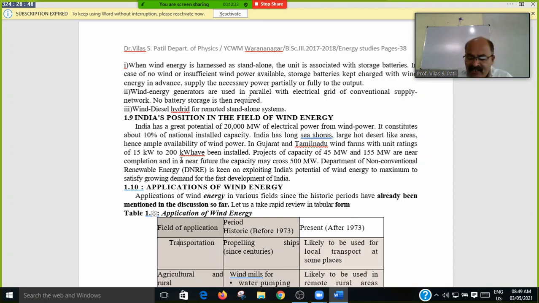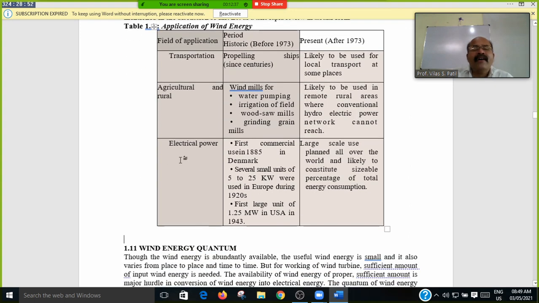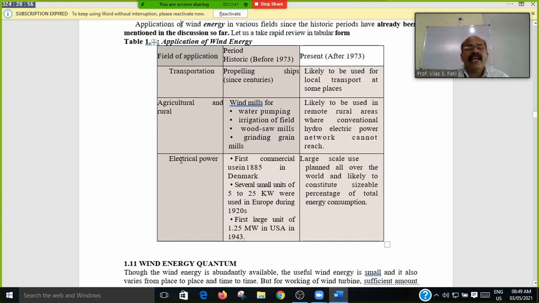Then, applications of wind energy: how wind energy is used for other things. The first field of application is transportation, which was the case before 1973. For transportation, wind energy was directly used for propelling ships for many centuries. Propelling the ship means giving direction to the ship's movement. After 1973, it is likely to be used for local transport at some places. In Tamil Nadu there is one place where a distance of about 45 kilometers is traveled by ship, only by propelling the ship by the historical method.